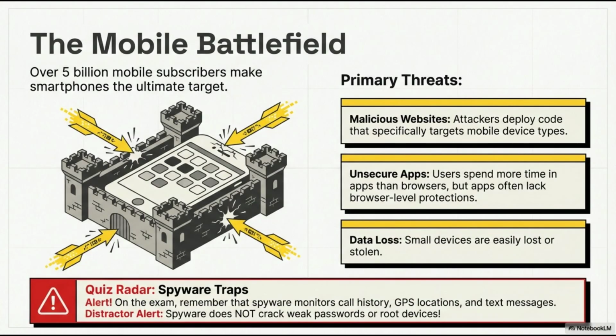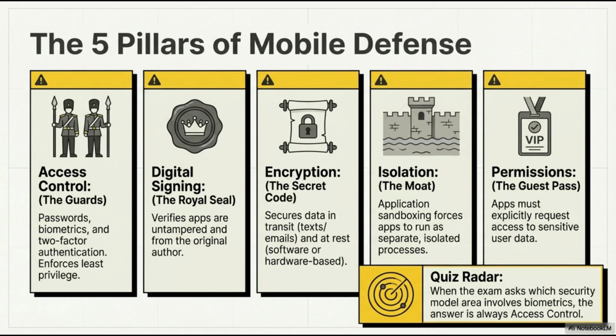Next up, slide 3, The 5 Pillars of Mobile Defense. Designers rely on 5 core architectural concepts to keep these devices secure. The first pillar is access control. If we use a physical analogy, these are the guards at the front gate. Exactly. This encompasses your passwords, your two-factor authentication, and crucially, your biometrics. Access control is also responsible for enforcing the principle of least privilege, which is the idea that a user or an app should only have the bare minimum access necessary to do its job. Right. Oh, and pay close attention to the biometrics piece, guys.